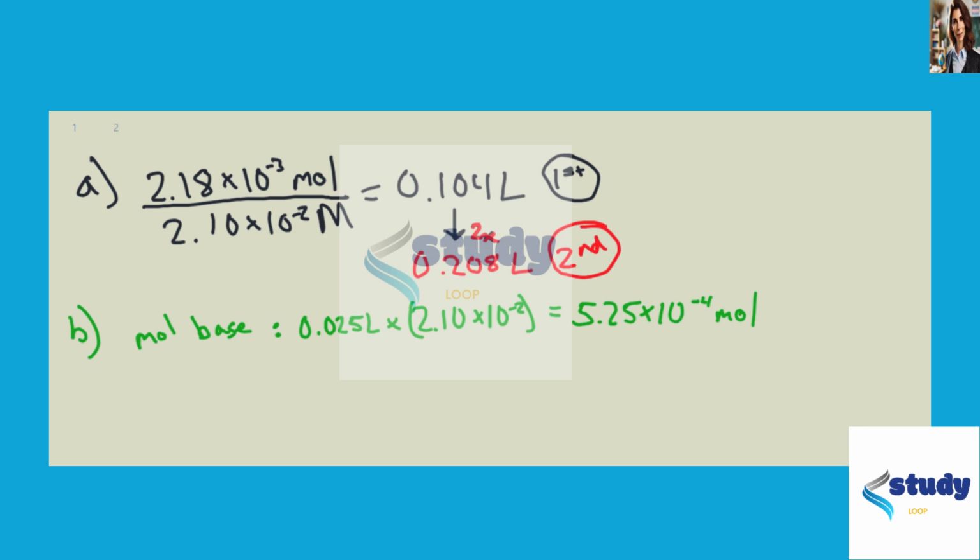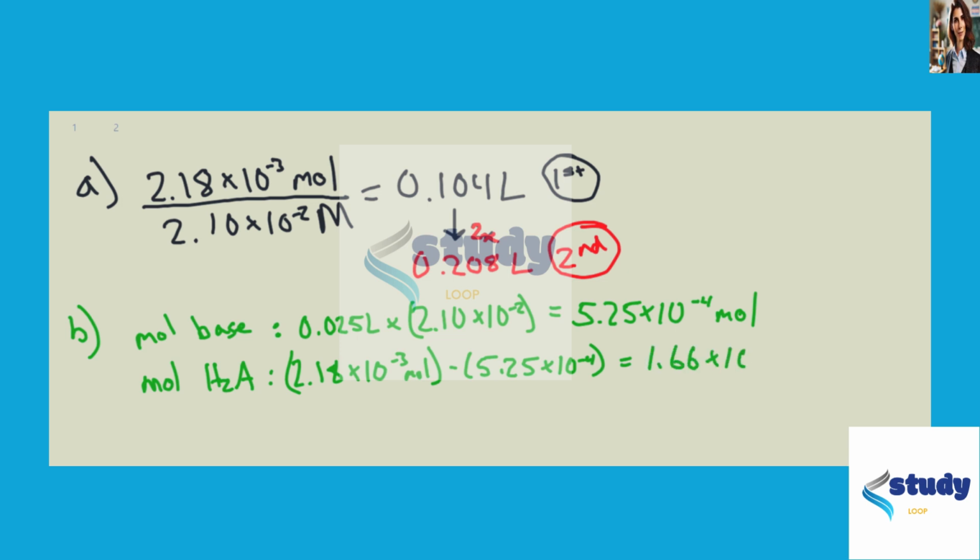So this is before the first equivalence point, so the moles of H2A will be what we had initially, which is 2.18 times 10 to the minus 3, minus the moles of base that we've added, which is 5.25 times 10 to the minus 4. And we get this value as being 1.66 times 10 to the minus 3 moles.